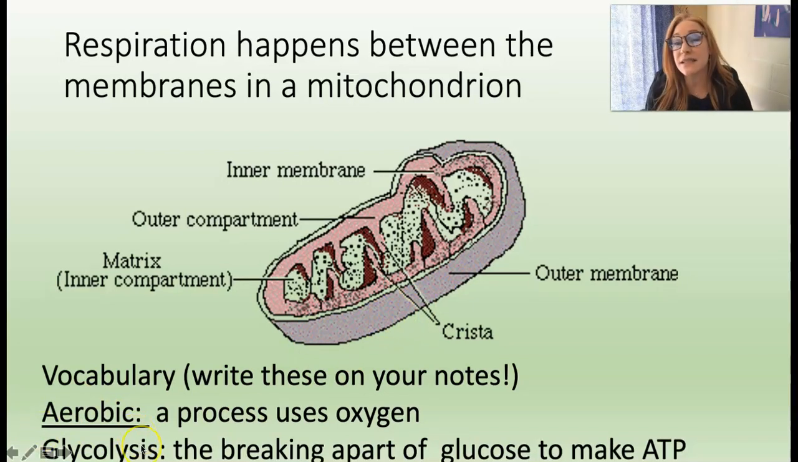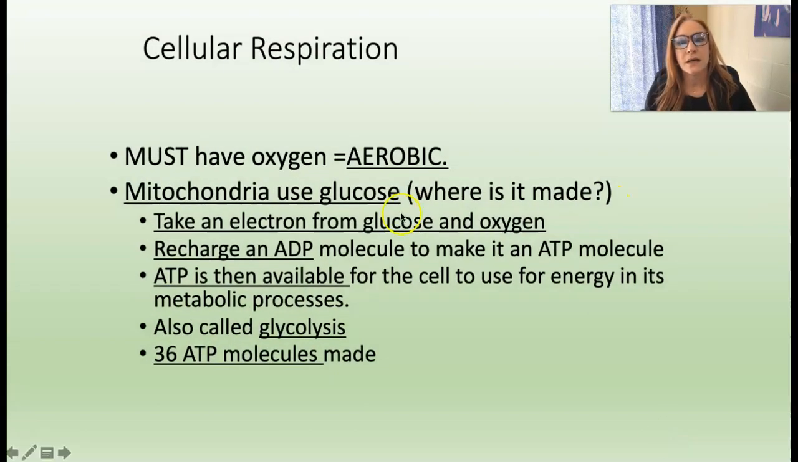Okay, so glycolysis is a process that happens during cellular respiration where it's the breaking apart of glucose. So glyco is sugar. The word part glyco means sugar. Lysis means break. We talked about cells lysing when they get hypotonic. So glycolysis is the process that uses oxygen to break apart glucose into ATP in that equation that we already talked about. Okay? So again, it must have oxygen in order to work.